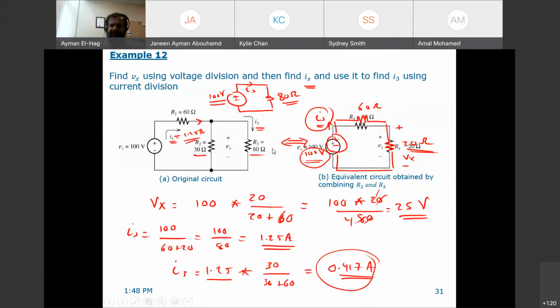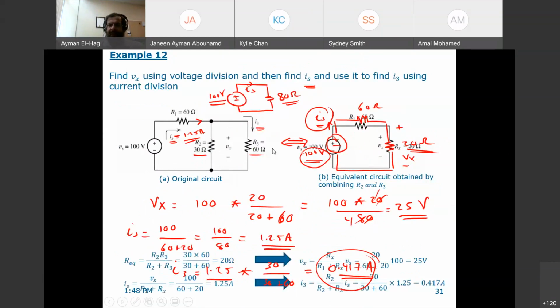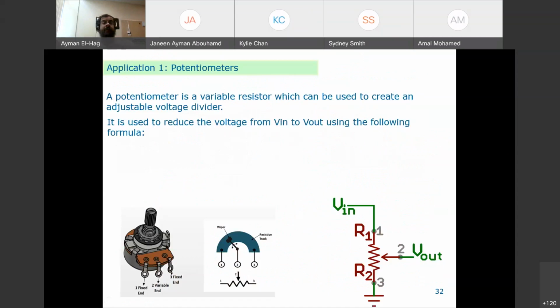So what is left in this slide? We have two important application circuits. These two circuits are used in many applications, especially the second. We will use both of them, by the way, in the lab. The first one is called a potentiometer. In your kit, you will have it. This is the potentiometer.